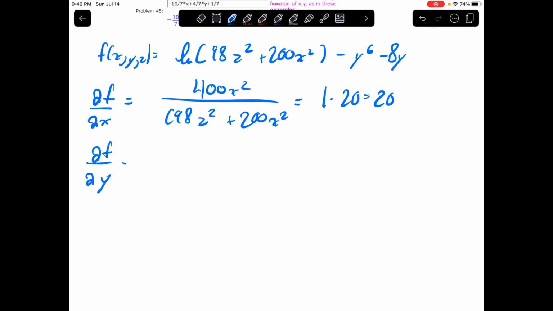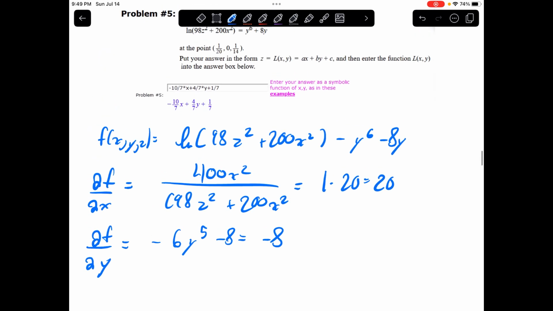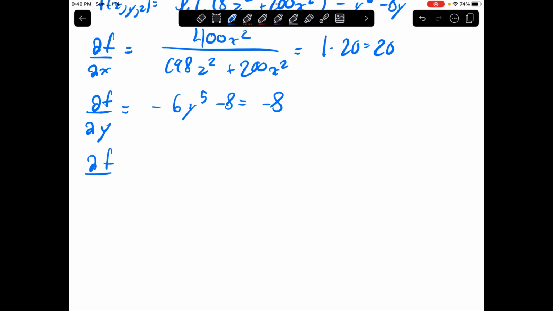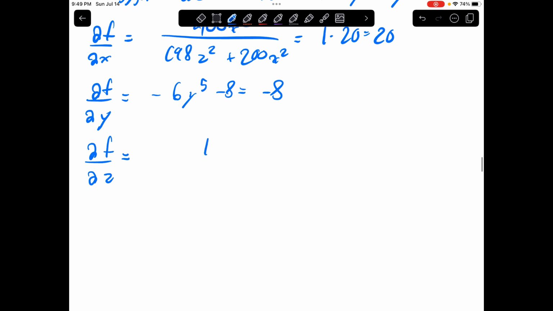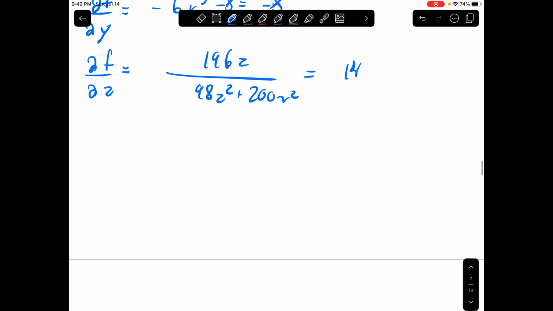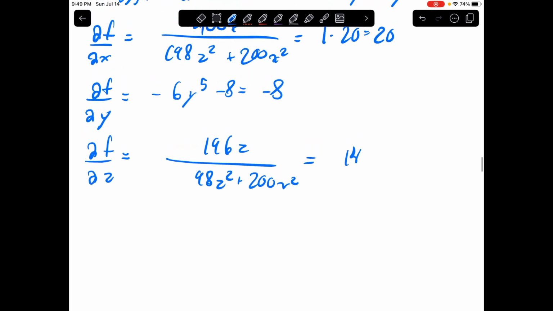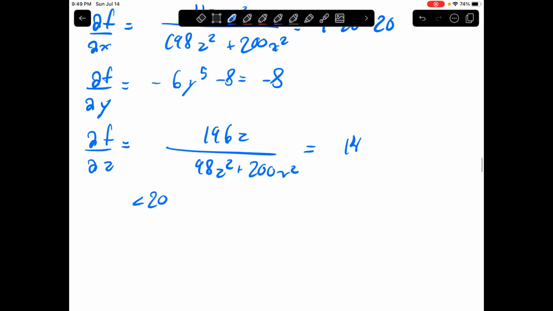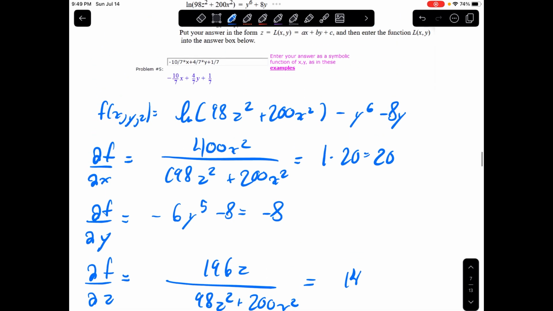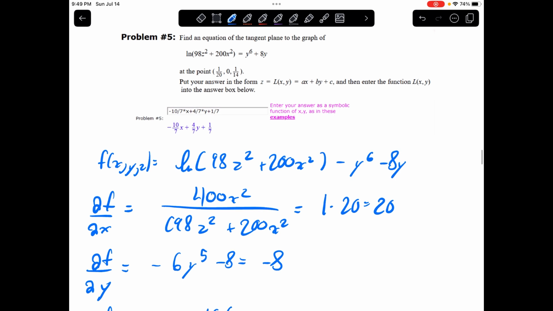Now the partial derivative with respect to y equals −6y⁵ − 8, which equals just −8 because y is 0. And finally, the partial derivative with respect to z equals 196z over 98z² + 200x², which equals 14 when you evaluate it. Now, you're evaluating at the corresponding points. So by that, I mean we now have 20, −8, 14, right? This is after we've plugged in our point.